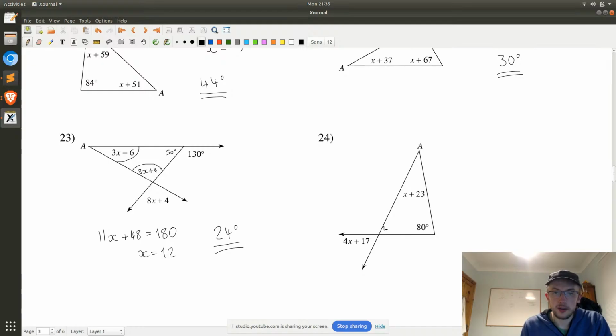This angle here is vertically opposite, so it must be 4x plus 17. Now, 23 plus 17 is 40, plus 80 is 120. Add on the 5x. And we get this. So 5x must equal 60, so x must equal 12. And so angle A, the measure of angle A, must be 35 degrees.